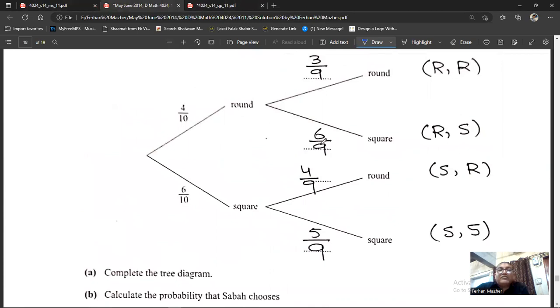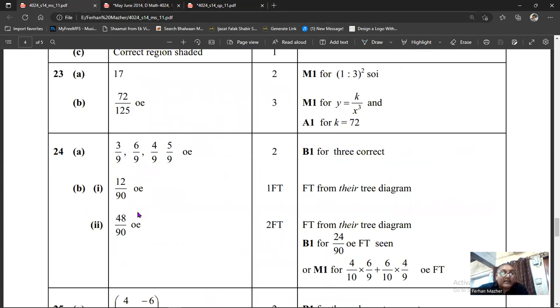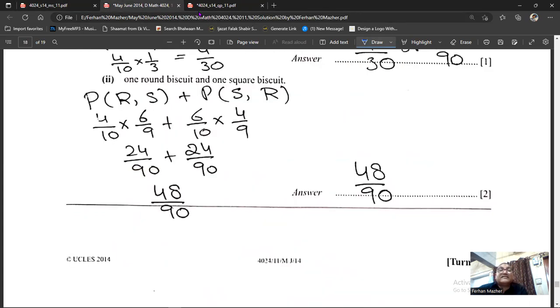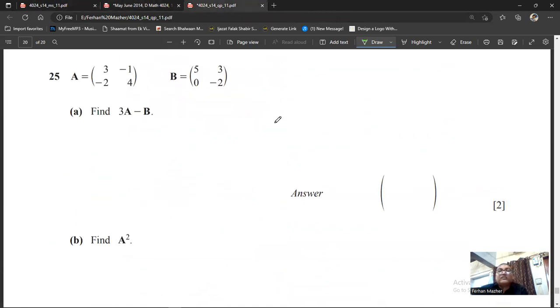That will be 4 by 10 multiplied by 6 by 9, and the second will be 6 by 10 multiplied by 4 by 9. So that will be 4 by 10 multiplied by 6 by 9 plus 6 by 10 multiplied by 4 by 9. That's 24 by 90 plus 24 by 90. That's 48 by 90. 48 by 90 is the right answer, sir. This is how you do it. I hope you understand.